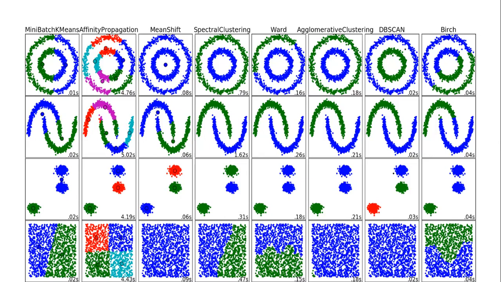And affinity propagation does it like this. Mean shift is not able to do anything. Spectral clustering, maybe this is a good thing. This seems to be the best one, I think. And agglomerative is also good. DBScan is also good. And BIRCH is not good. You see, DBScan seems to be a good match here, along with agglomerative and spectral clustering. The others are not good.